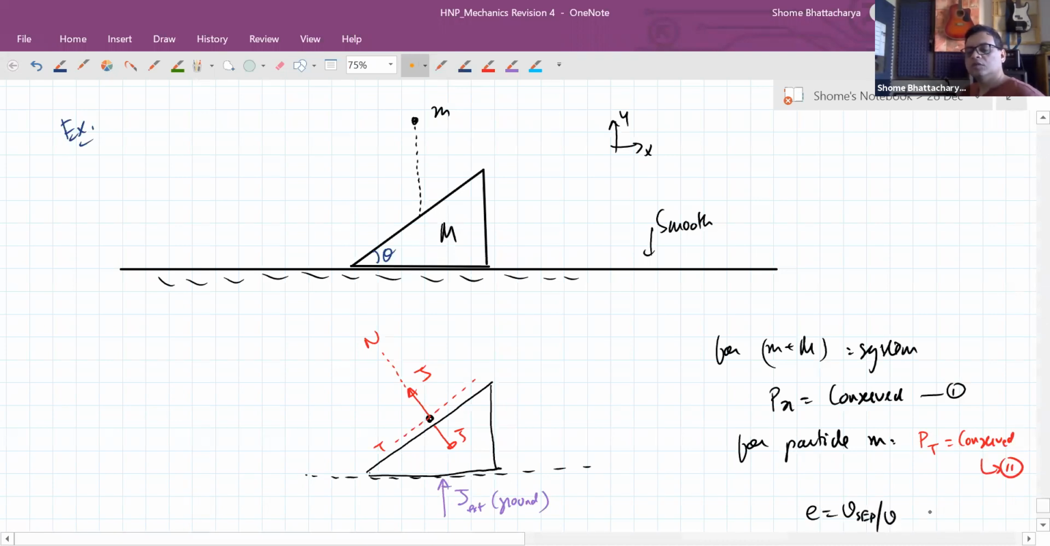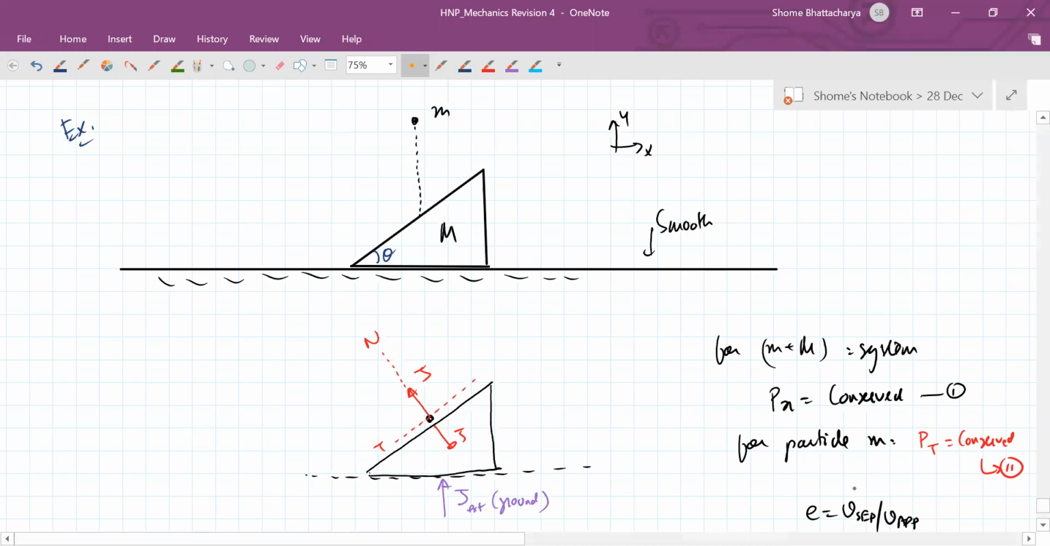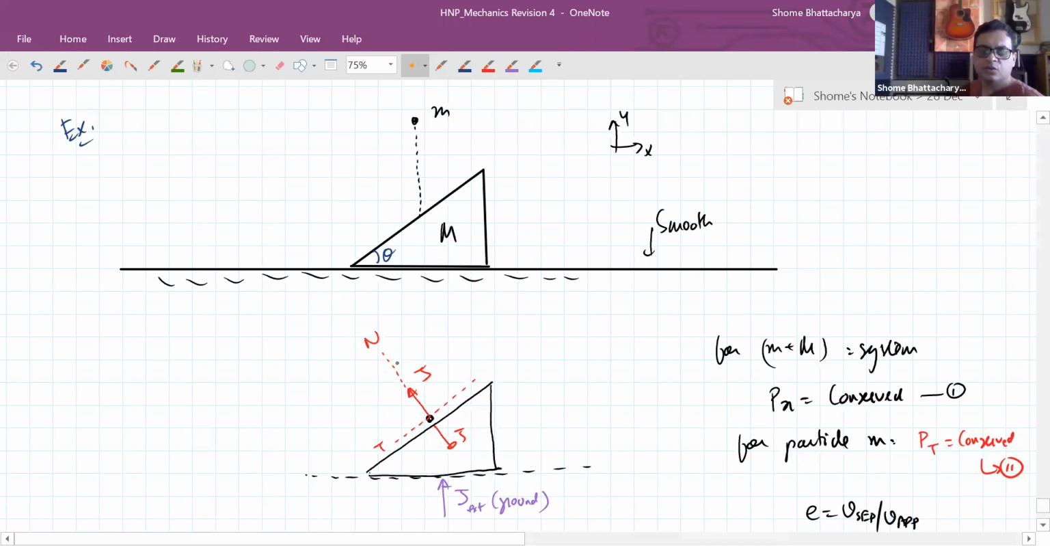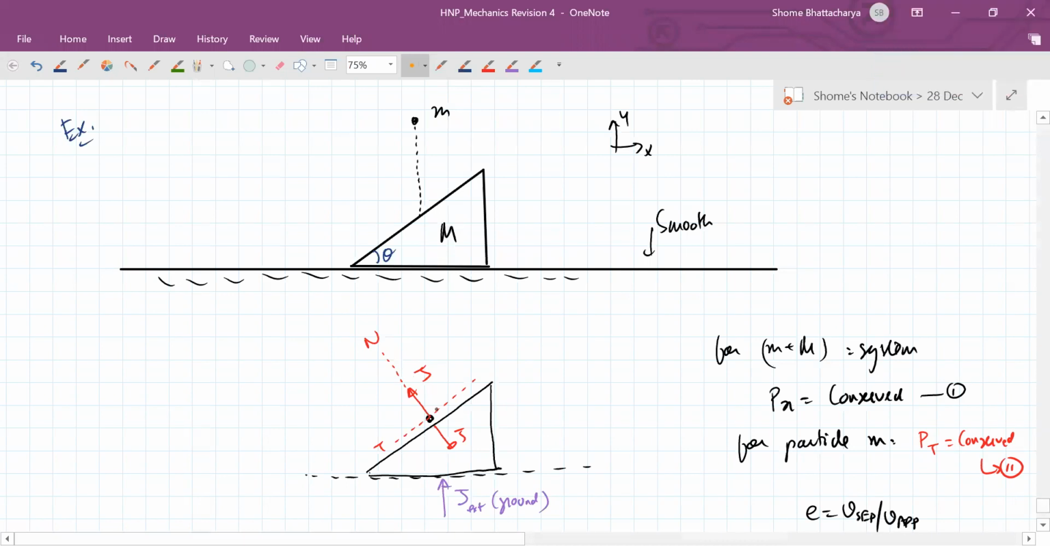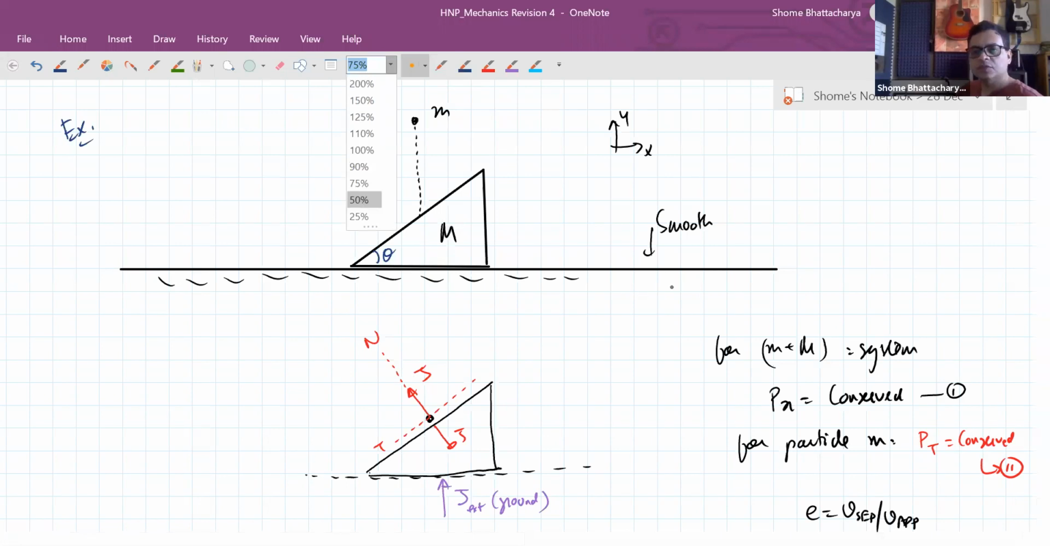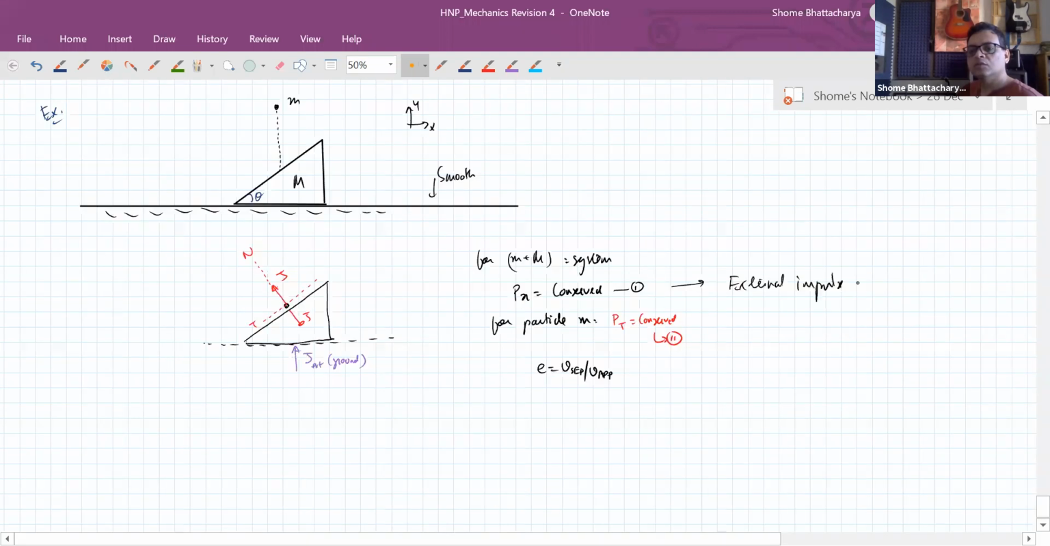upon v approach. So the tangential is conserved for the particle, because the collision impulse acting on the particle is only normal. So that is the logic that we use. Okay. So this is because the external impulse on the system at the time of impact is vertical. Okay. Whereas this is because the collision impulse on the particle is along the normal. Okay. And this is by definition.